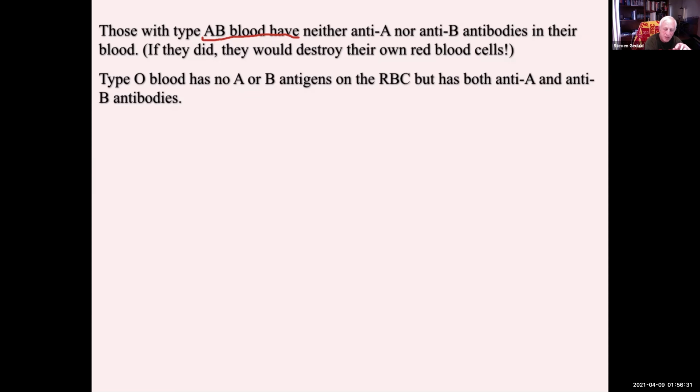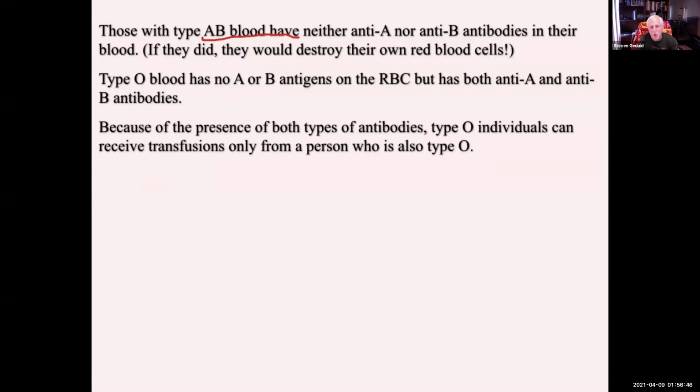That's why there's a big push right now from the American Red Cross for type O blood. They've been running out with all the things that have been going on this crazy year. The shelves are almost empty of type O blood because that's the universal donor, so there are big advertisements for people with type O blood to give blood right now. Because they present both types of antibodies, type O individuals can receive transfusions only from people with type O blood. They can't get it from anybody else.